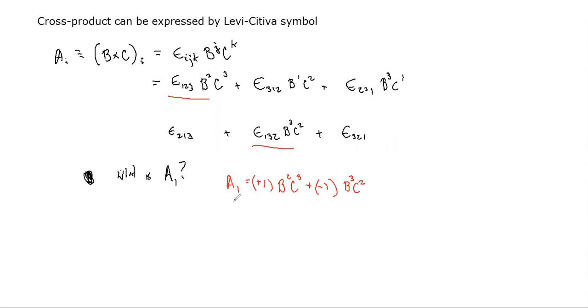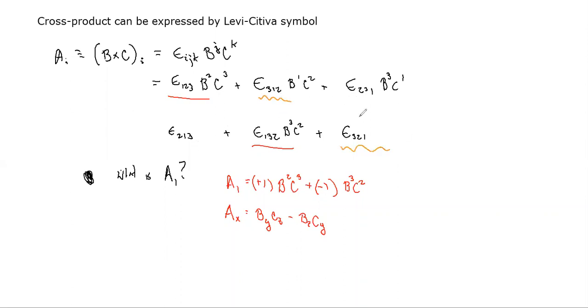Let me put in X, Y, and Z so this looks more familiar. So this is saying AX is equal to B, putting everything downstairs like we're used to, BY, CZ minus BZ, CY. Does that look like a cross product? It is the cross product. And then you can look at the other 2 pairs and you can get the other 2 parts.